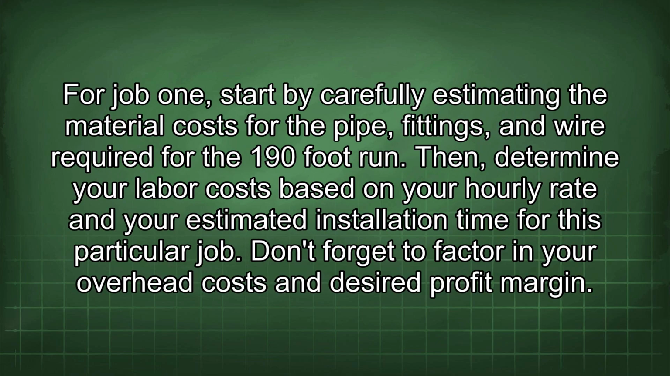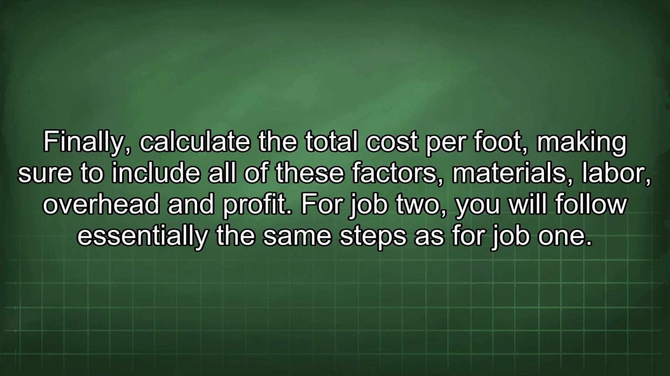For job 1, start by carefully estimating the material costs for the pipe, fittings, and wire required for the 190-foot run. Then determine your labor costs based on your hourly rate and your estimated installation time for this particular job. Don't forget to factor in your overhead costs and desired profit margin. Finally, calculate the total cost per foot, making sure to include all of these factors: materials, labor, overhead, and profit.